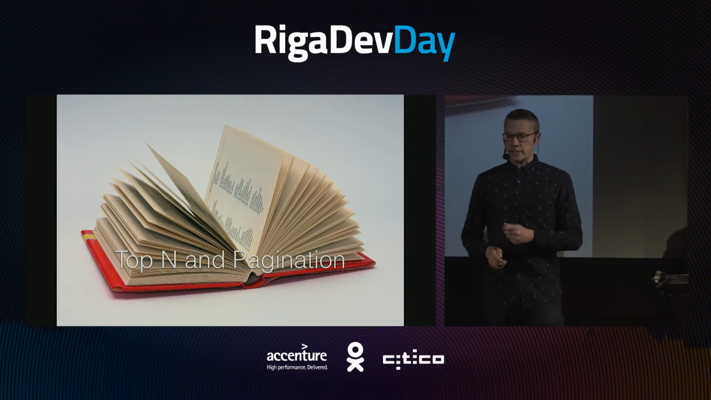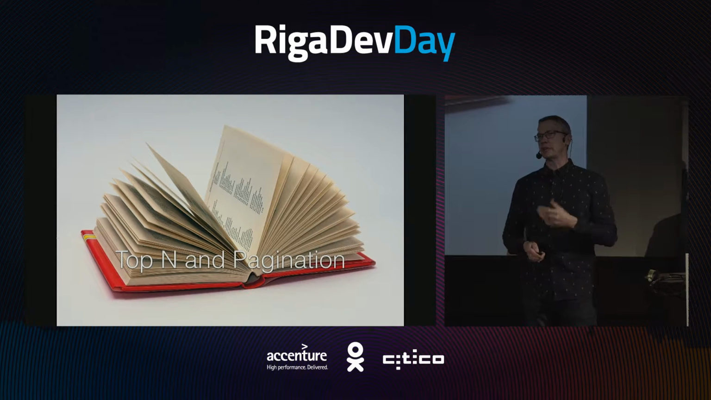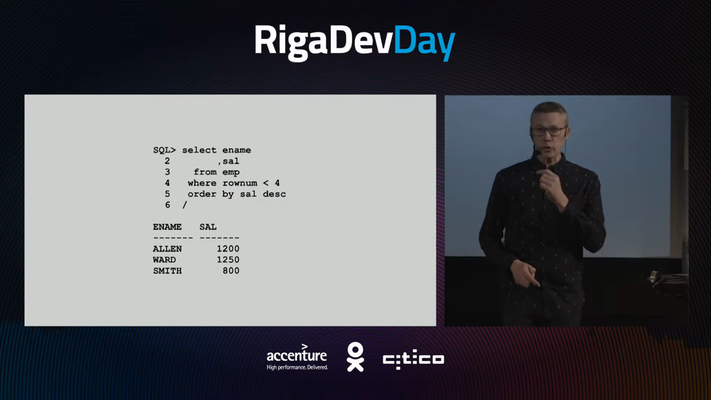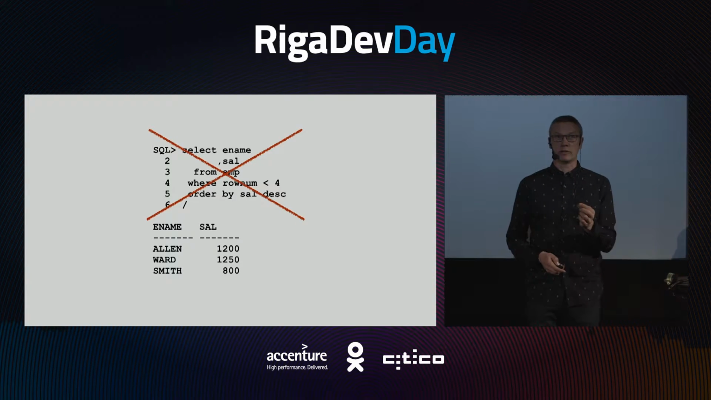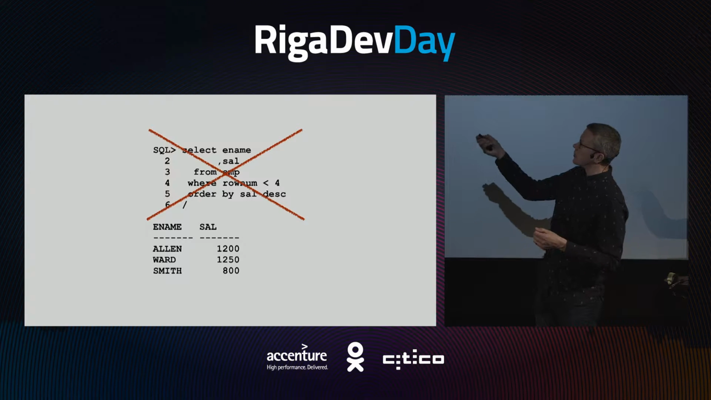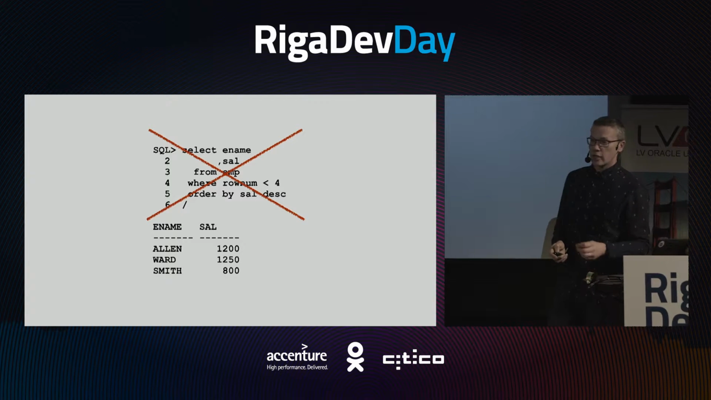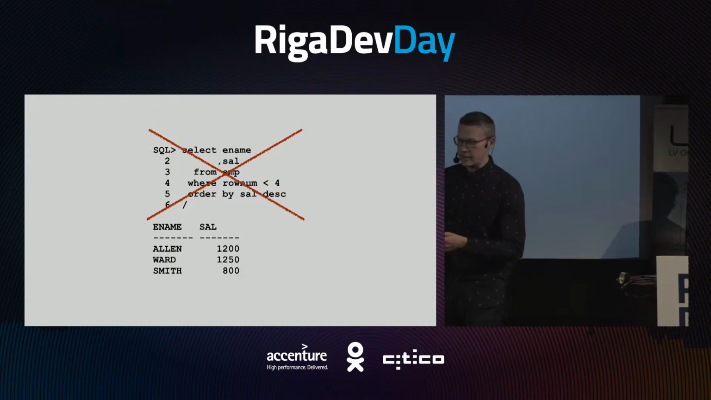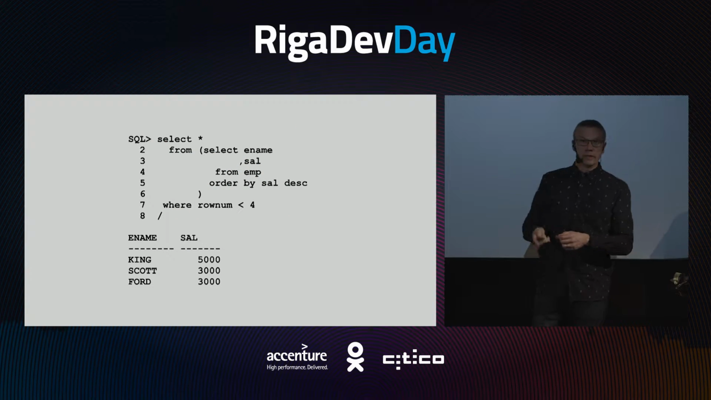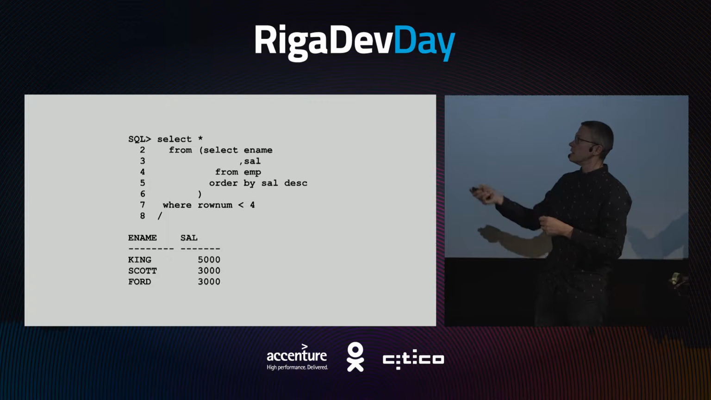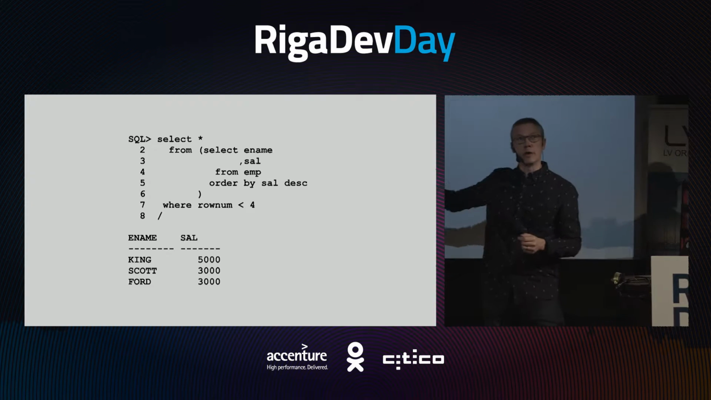The top-N and pagination. Say someone wants to write a query where you get the top 3 most earning employees. You could write a query like this, but if you did that, someone would kick your butt because that's completely wrong, right? Because it would filter on the rownum and then order by salary. It doesn't work like that. What you normally would do, and people from other databases would laugh at us for doing that, is write an inline view, order your salaries descending, and filter on rownum less than 4. And you will get the top 3 most earning employees.